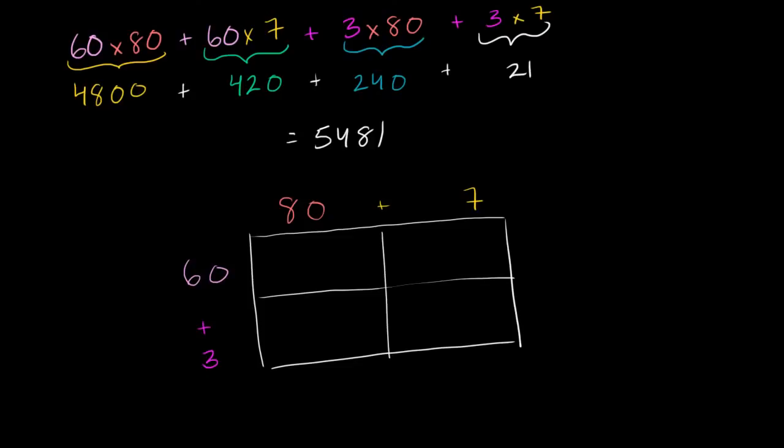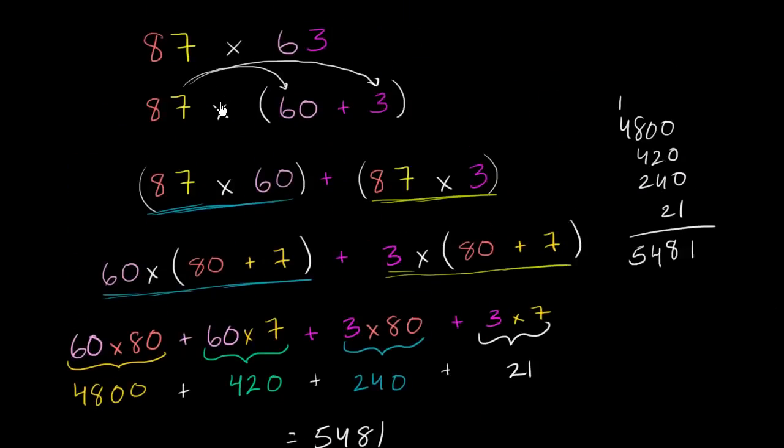And then you just have to calculate. Well, what's 60 times 80? We already calculated that. That's 4,800. What is 60 times 7? That's going to be 420. What is 3 times 80? We already calculated that. That is 240. And finally, what is 3 times 7? 21. You add them all together, you get 5,481.